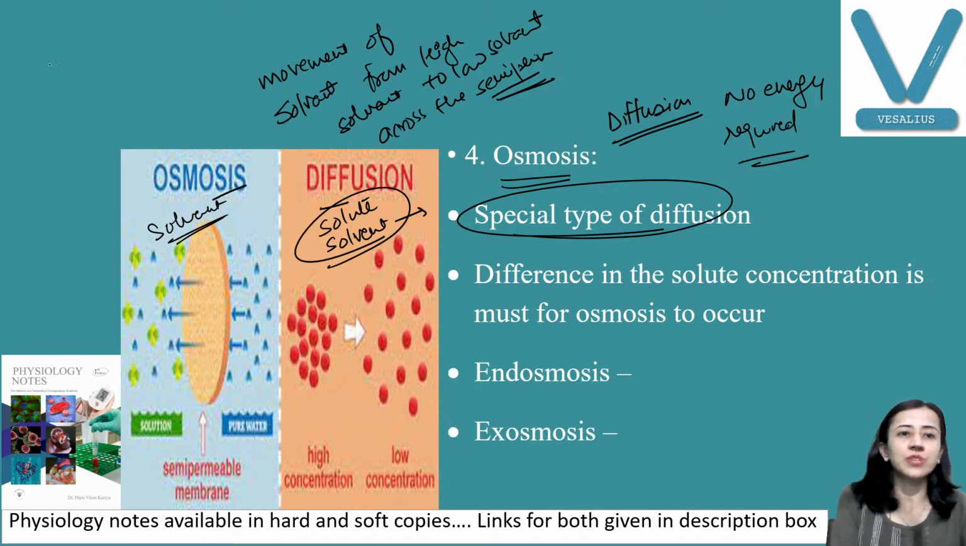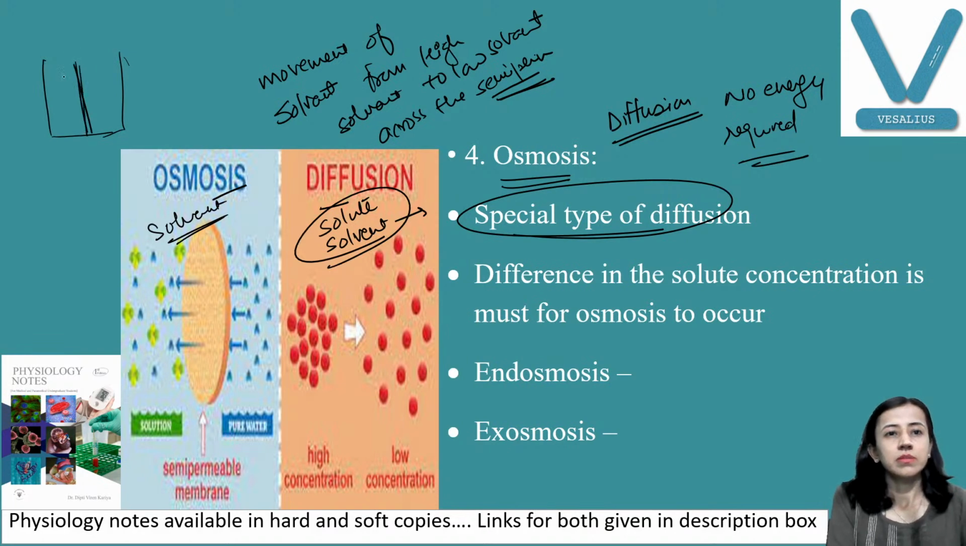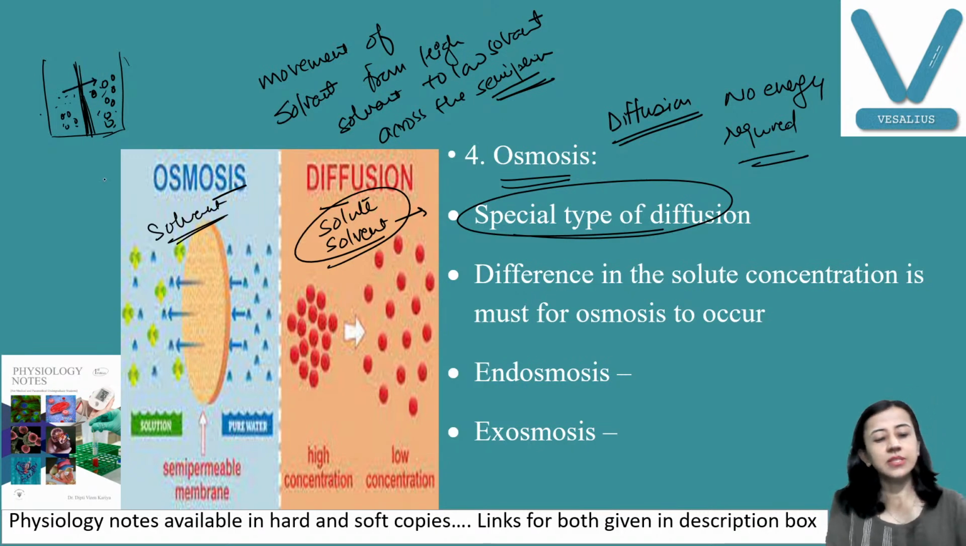Okay, easy way. Suppose this is one solution, this is the other, and there is a semi permeable membrane here. Now what happens here? Solutes are more here, solutes are less here. So what happens? Solvent fluid moves from low solute to high solute, or high solvent to low solvent. This direction, this is osmosis.